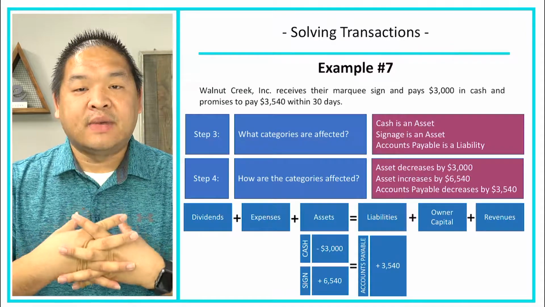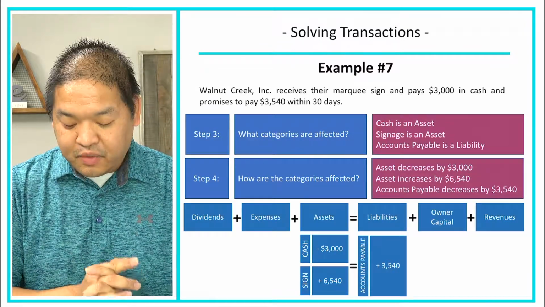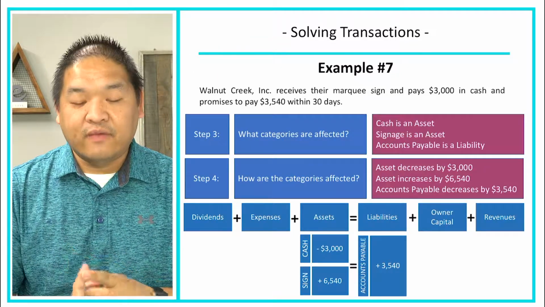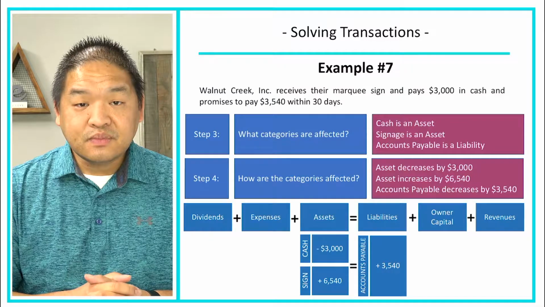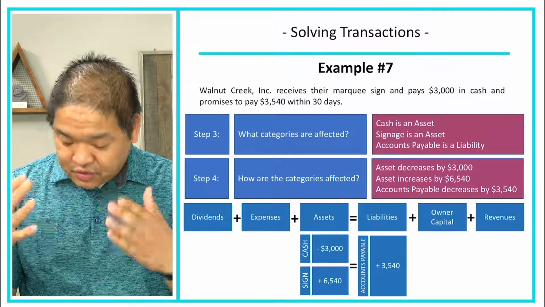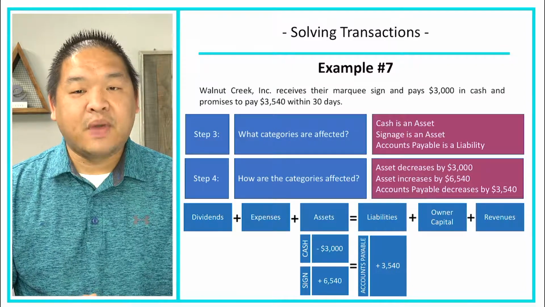Now, a couple of things here as you look at this. Can we have a plus and minus in the same category? Yes, we can. We can see that here: plus sign $6,540 minus $3,000 in cash. Can we have more than 2 entries? Absolutely. We have 3 entries here. We've got cash, sign, and accounts payable.